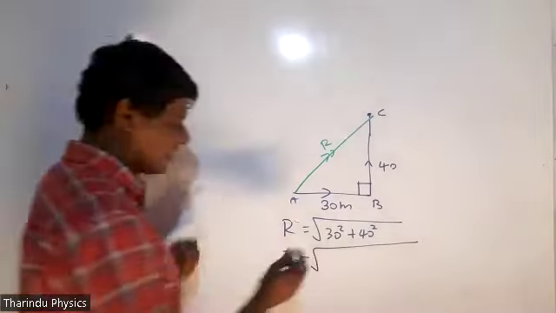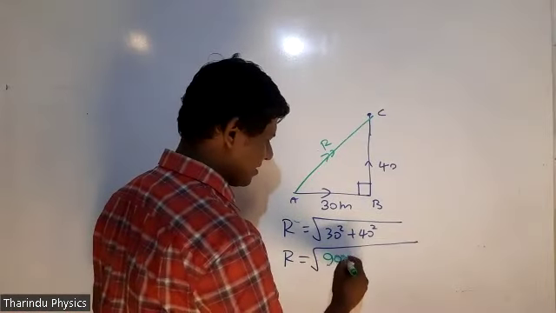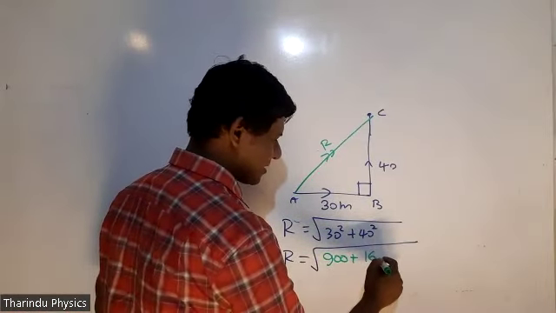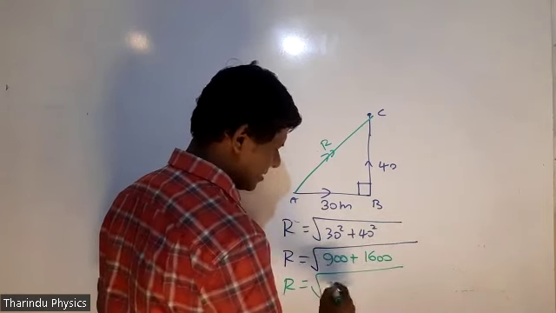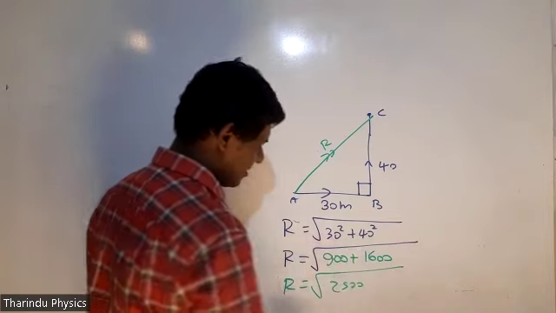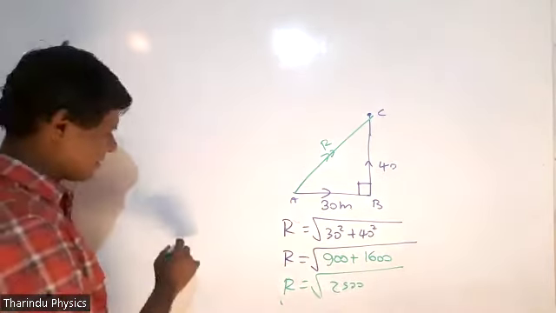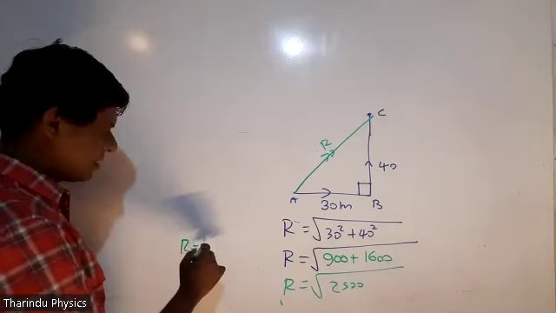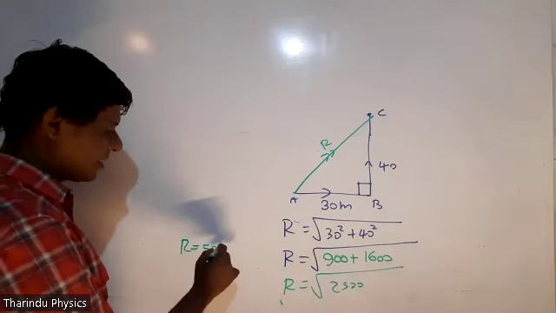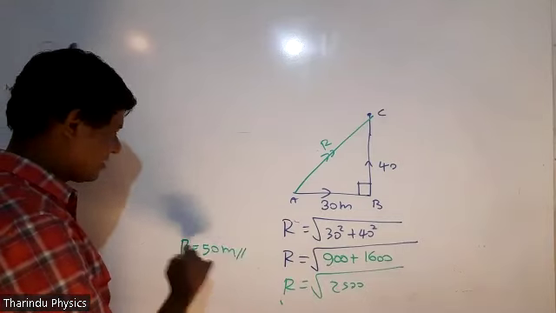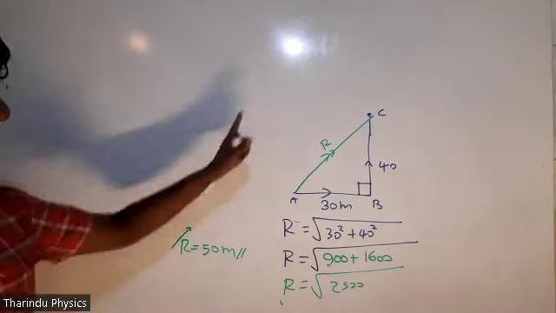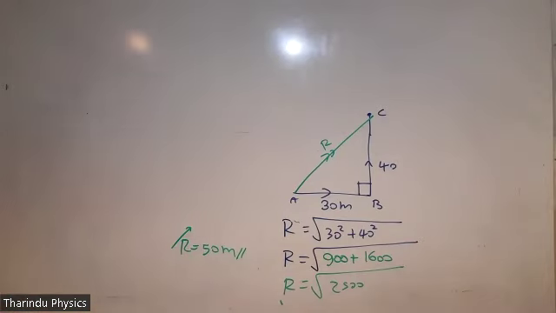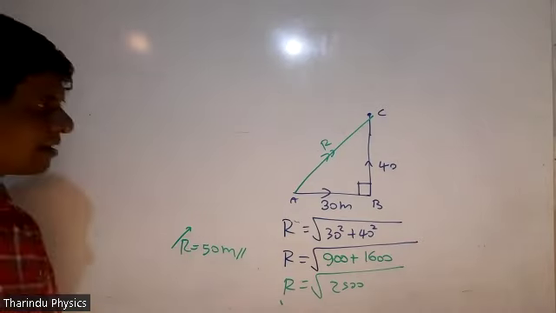Now see, it is 900 plus 1600. So the resultant is what? 2500. So the resultant will be 50 meters in this direction. Okay, copy this. You can do such a thing for right angle triangles.